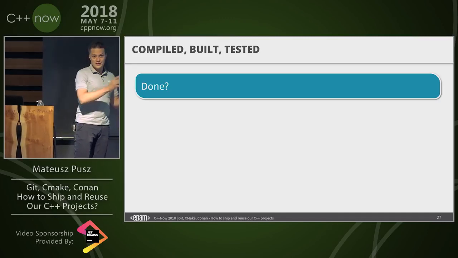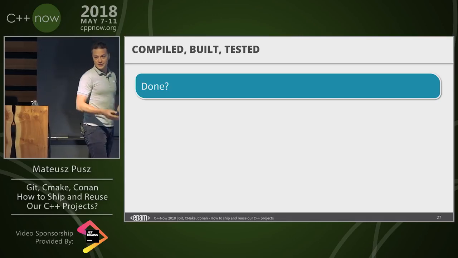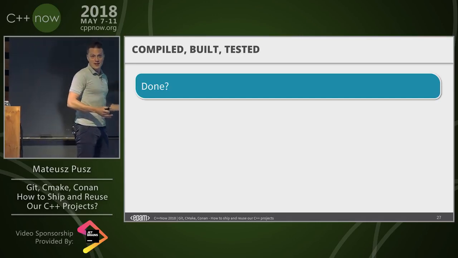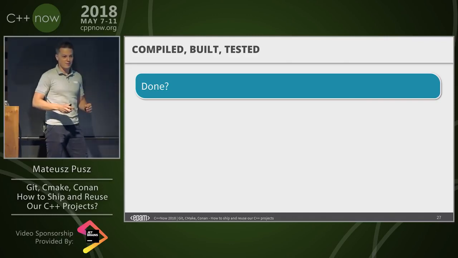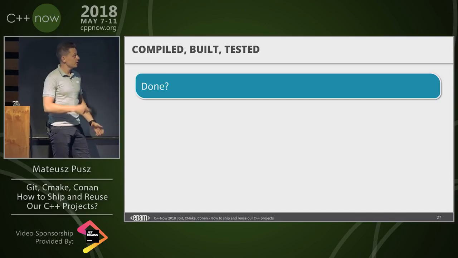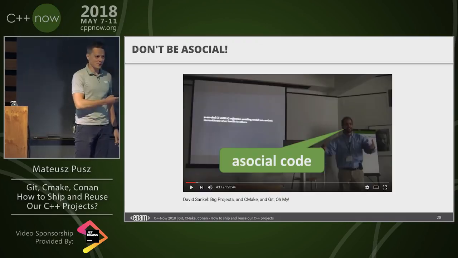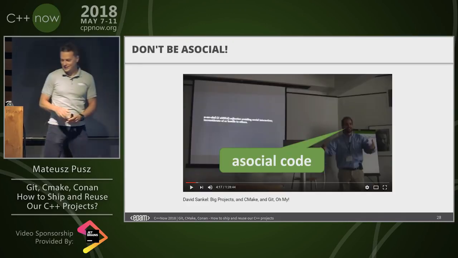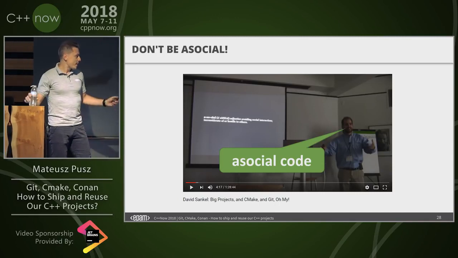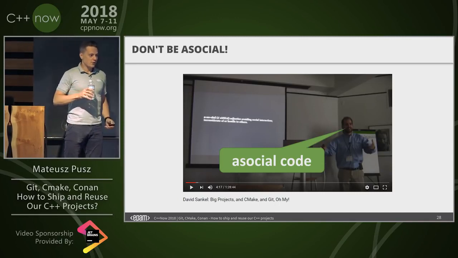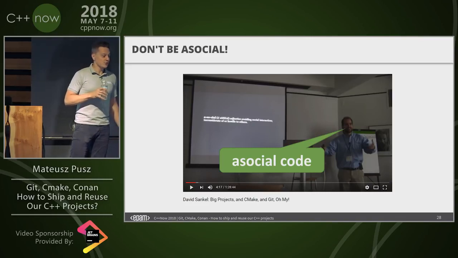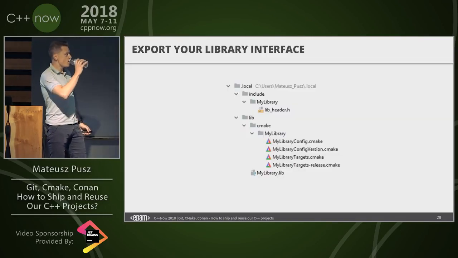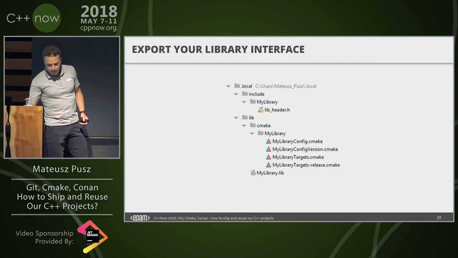OK, so we compiled stuff and we are done, yes? This is how many library authors think about their projects. If it compiles, then it's fine, I have my project running great. No, this is asocial code, as David Sankal said a few years ago here. We shouldn't think only about ourselves. We should share our project and make it easy to obtain by others.